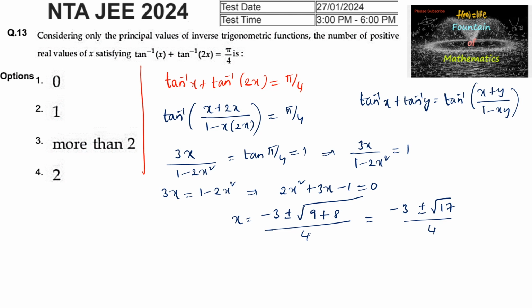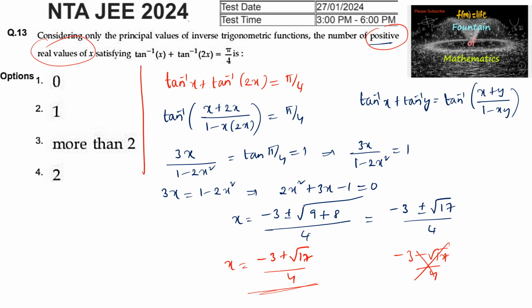And since it is given positive real values of x, we can consider only the value x is equal to minus 3 plus root 17 divided by 4. This gives the positive value. So minus 3 minus root 17 upon 4 is not allowed. So we can say only one solution. So we can go with option B.